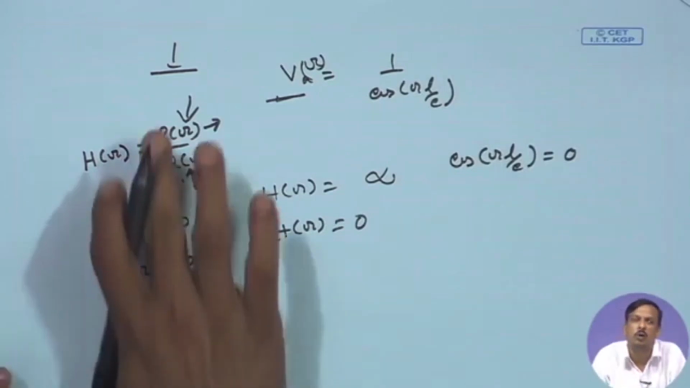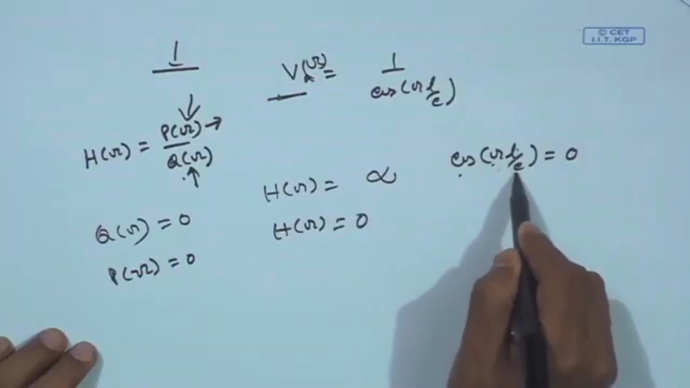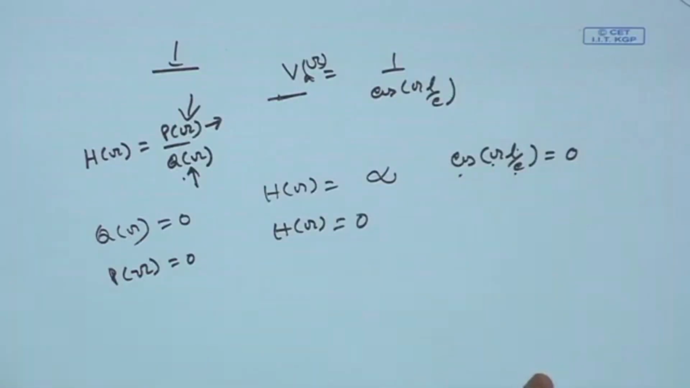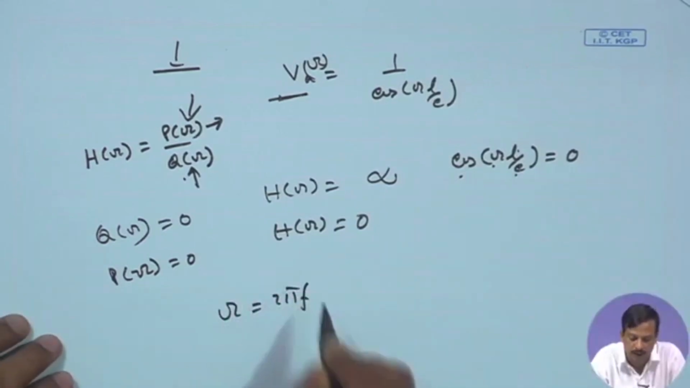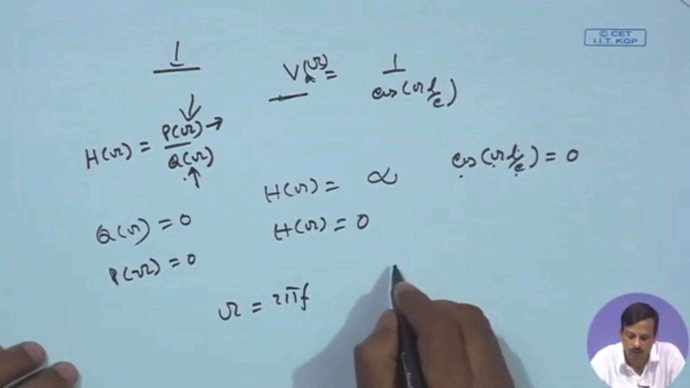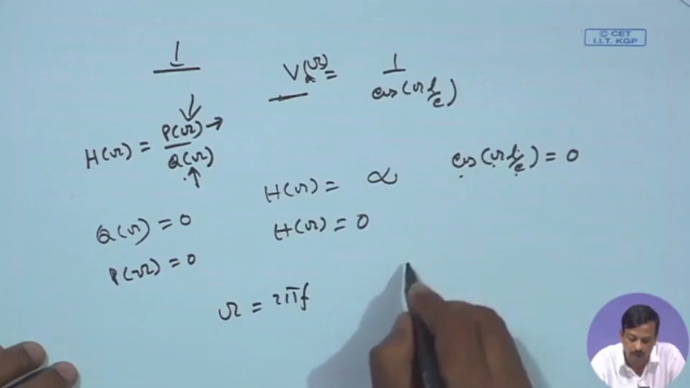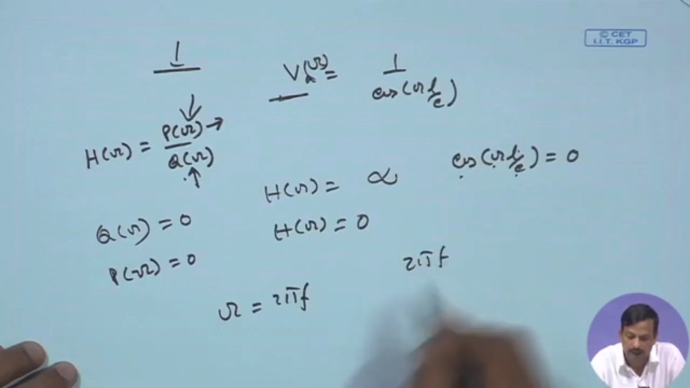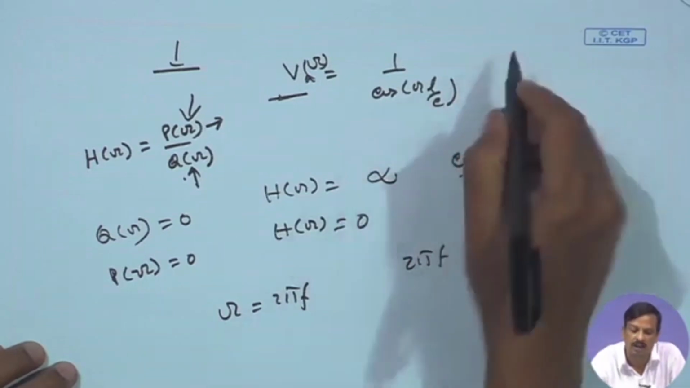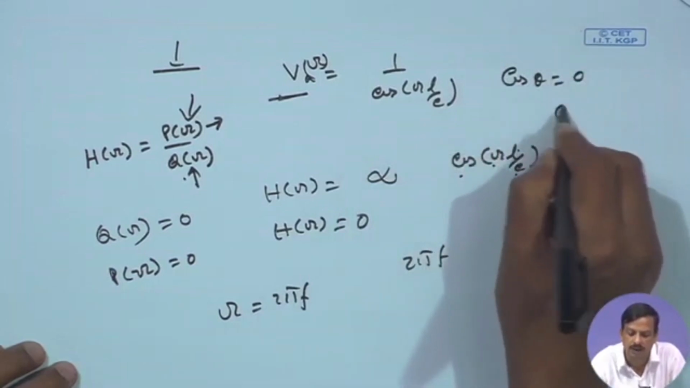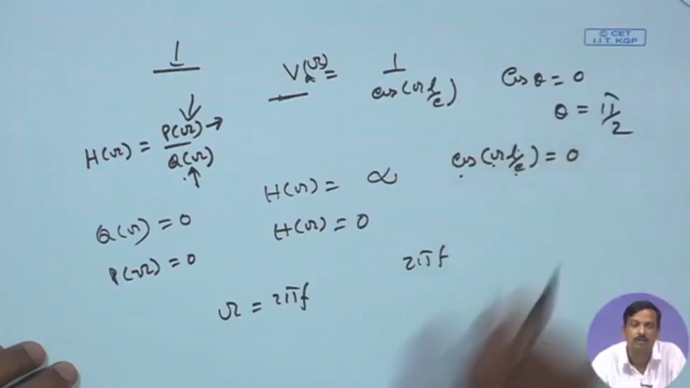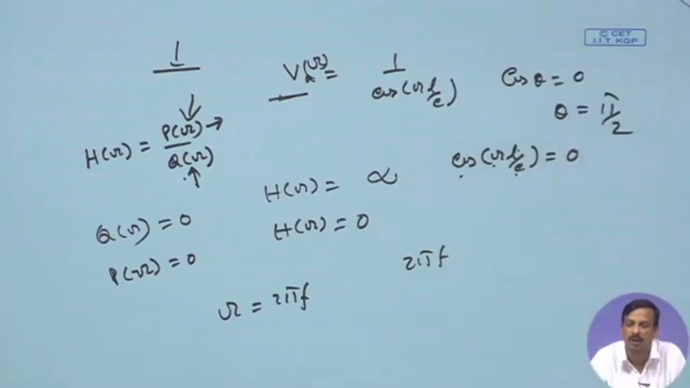So, if I want to know at which frequency this cos omega L by C is equal to 0. Okay? At which frequency? Omega is the continuous frequency, nothing but 2 pi f. So omega is equal to 2 pi f. When will cos theta be 0? Cos theta will be 0 if theta is equal to pi by 2. Okay. Theta is equal to pi by 2, cos theta is equal to 0.